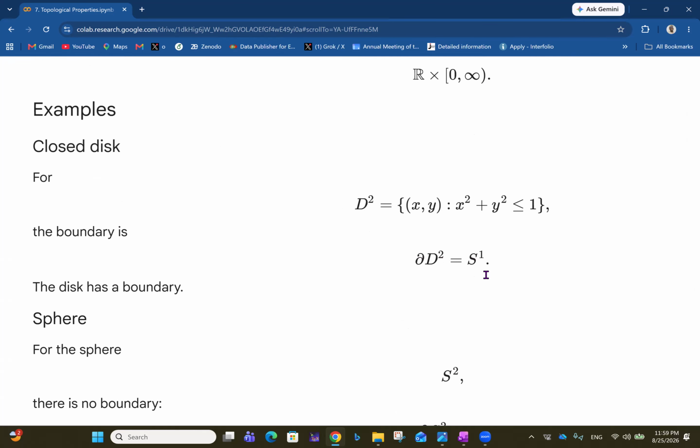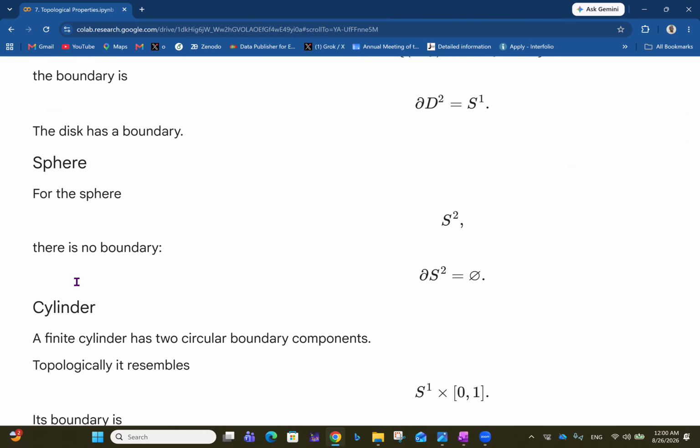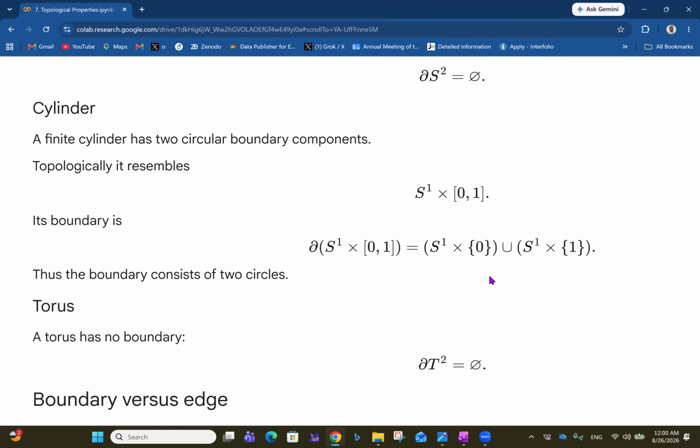Now examples. You have the closed disk D2, which is closed because of the equality. If the equality wasn't there, it would have been an open disk. So D2 is the collection of all (x, y) such that x squared plus y squared is less than or equal to 1. The boundary of D2 is a circle. So the boundary of a disk is a circle; this disk has a boundary. For a sphere, S2, there is no boundary. So the boundary of S2 is empty.